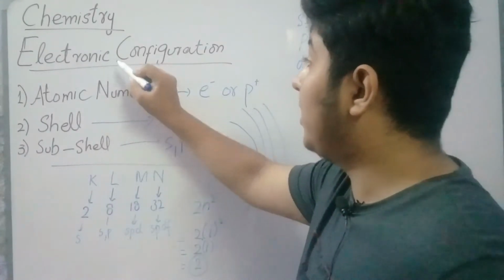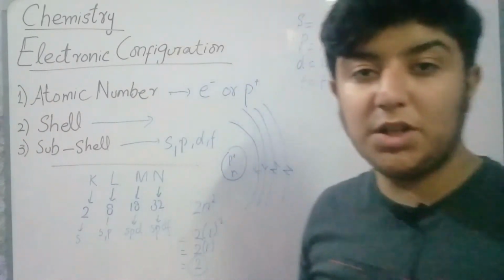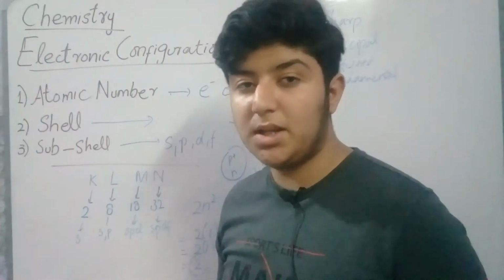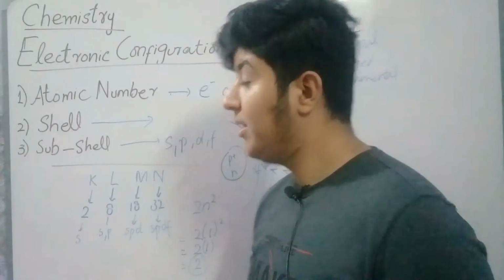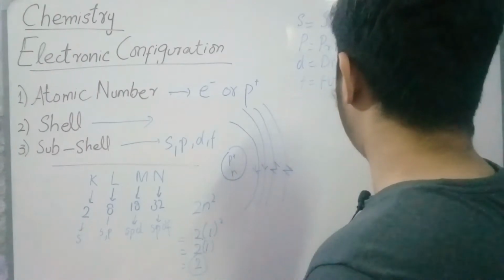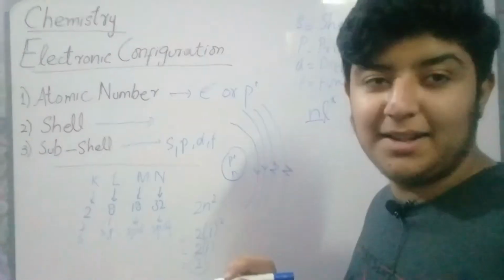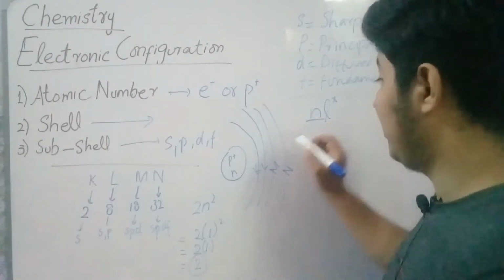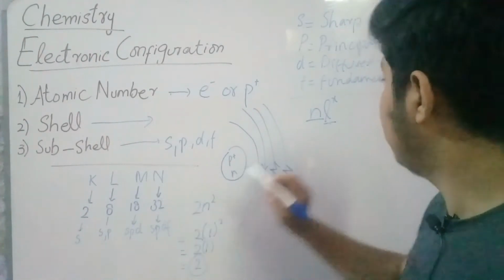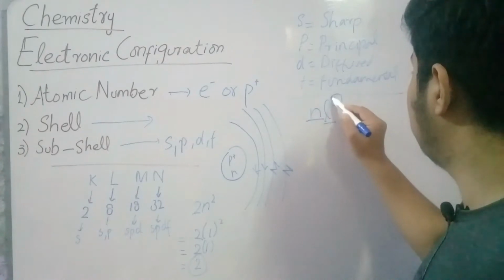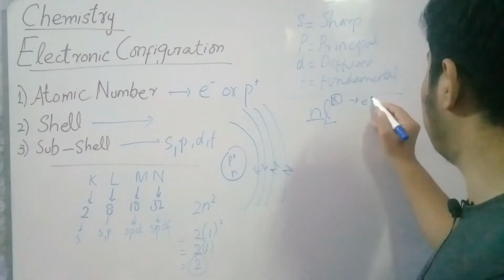Now comes electronic configuration. It is the division of electrons in shells and subshells according to their energy level. The very easy formula to do electronic configuration is: n stands for number of shells, l for number of subshells, and x stands for number of electrons.